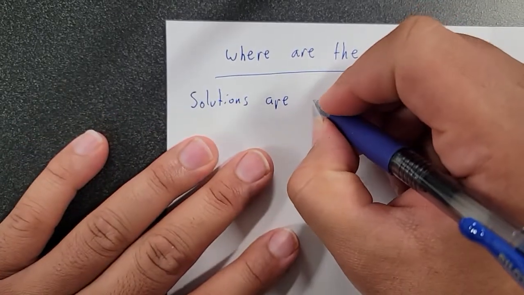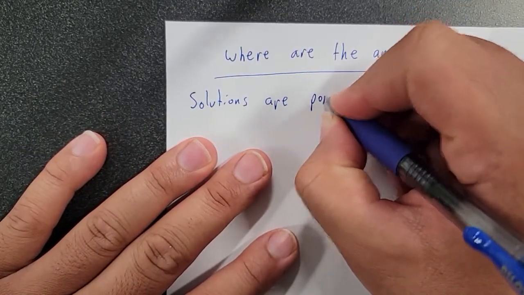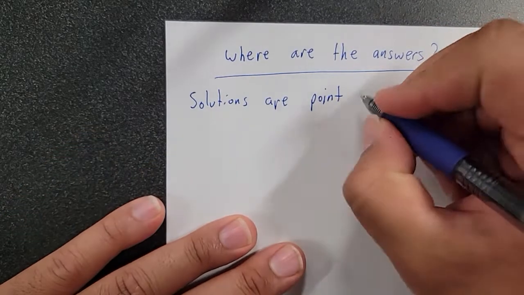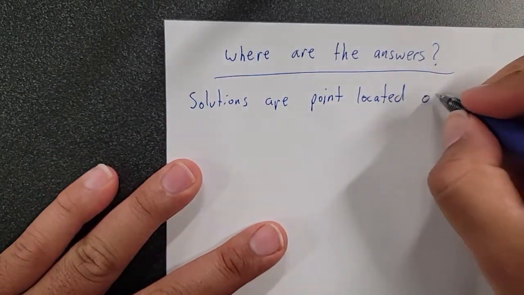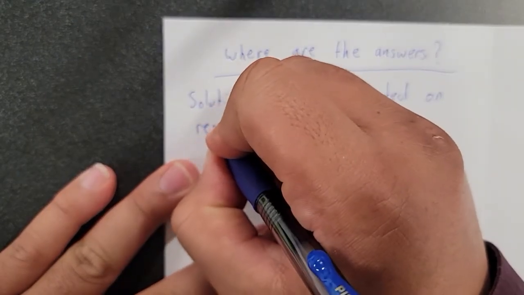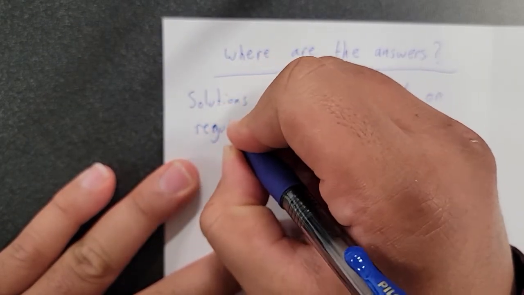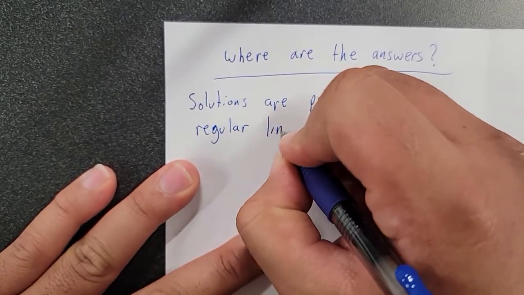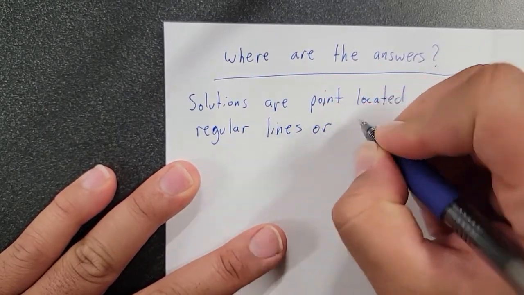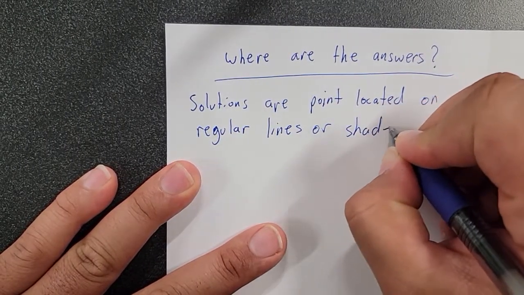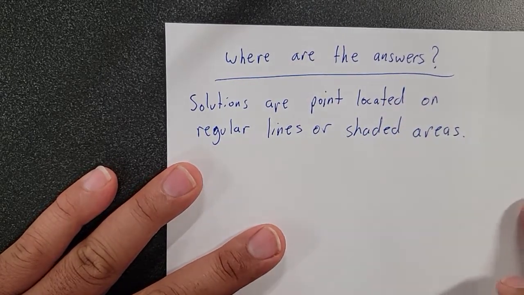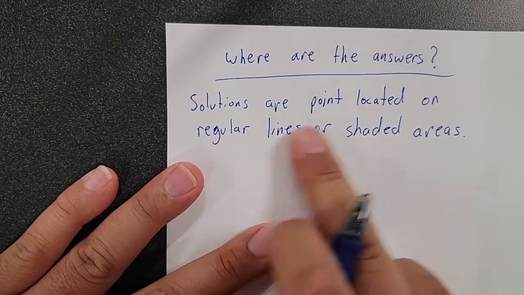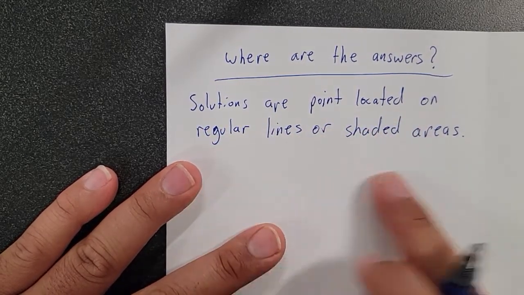are points located on regular lines or shaded areas. All right. Solutions are points located on regular lines or shaded areas.